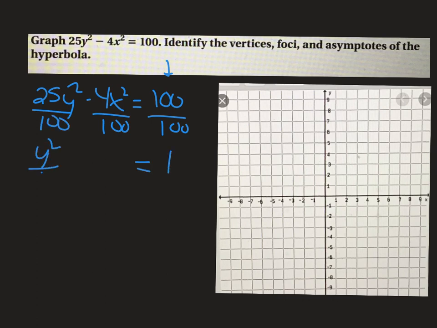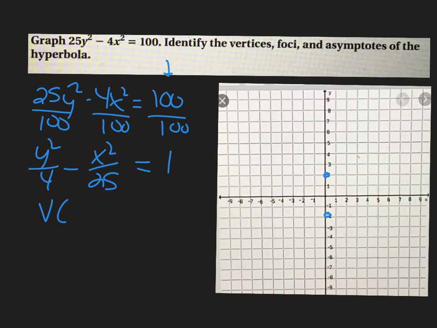25 goes into 100 4 times. 4 goes into 100 25 times. So there's my equation. Now, one thing about that equation, my y squared comes first, which means it's the transverse axis. So I'm going to go up 2 and down 2 on my y. That's my vertices, by the way, because it comes first.